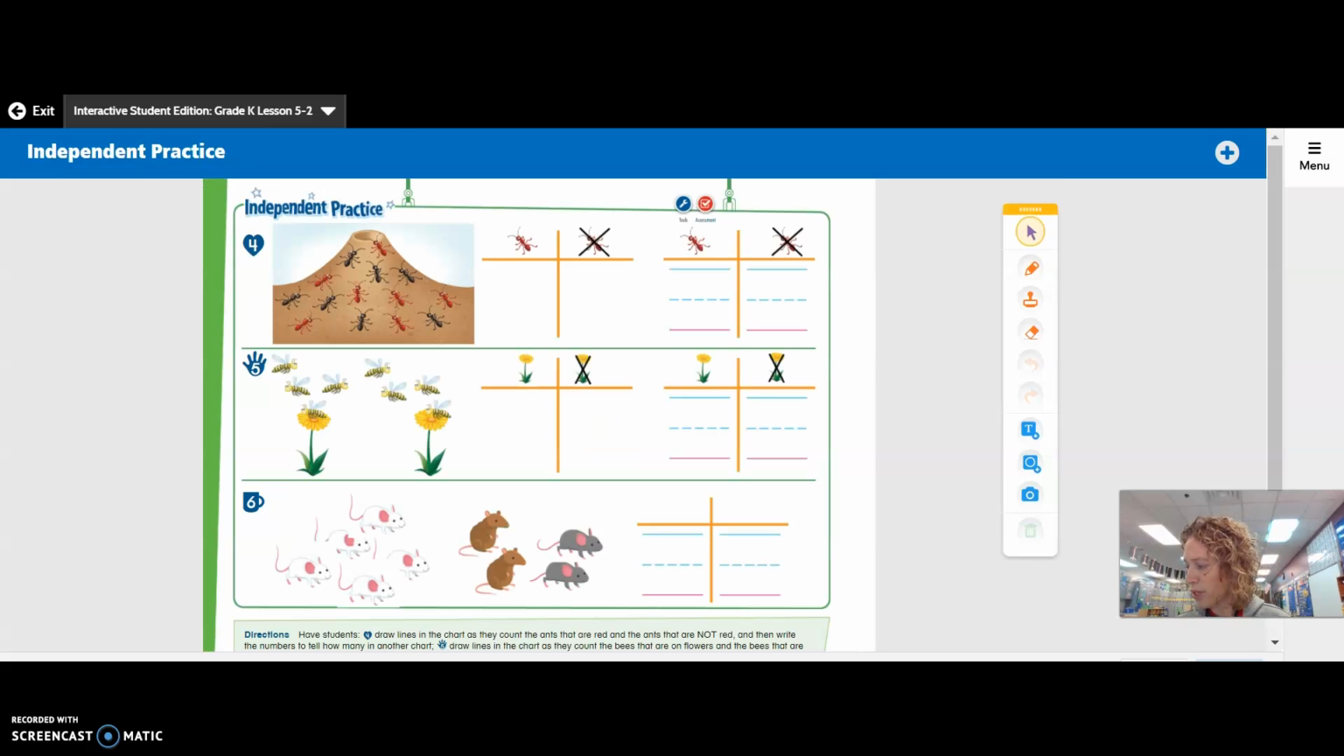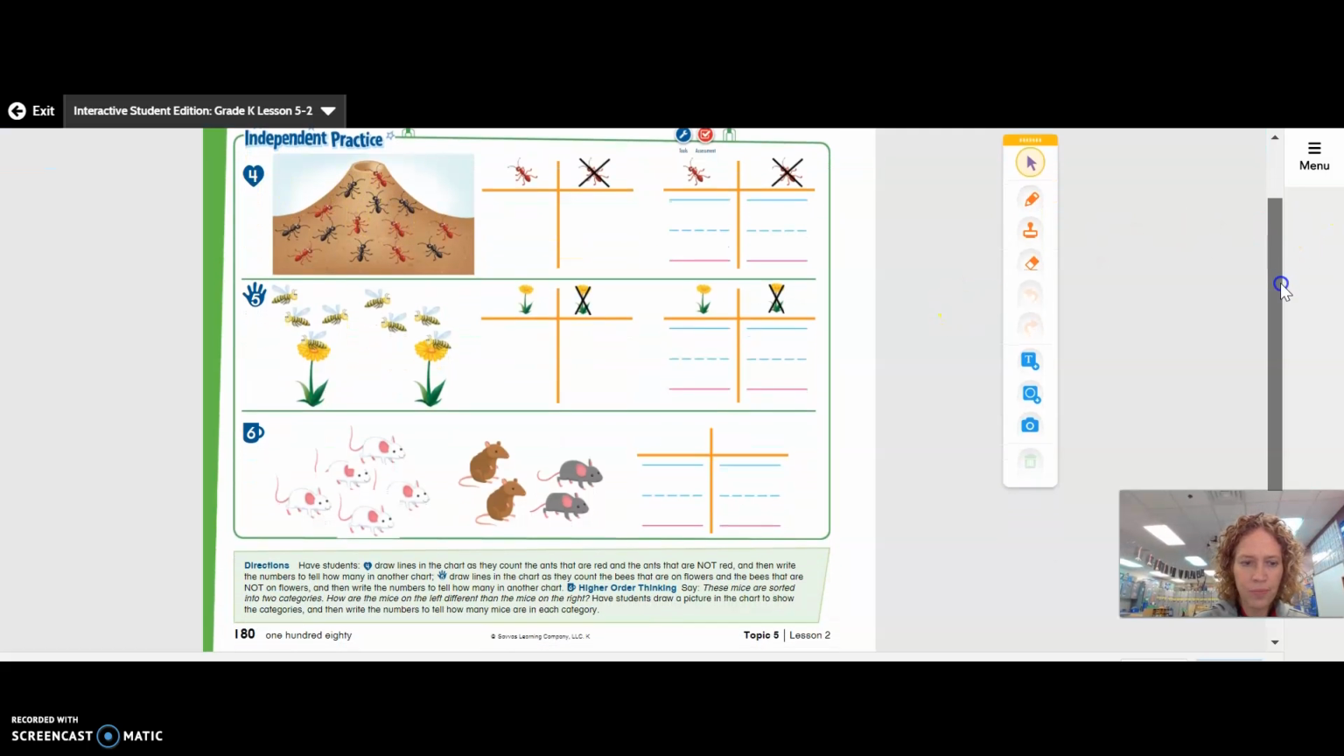So now we're going to take a peek at your independent practice, and I'm going to tell you what you get to do. Your job is to count. First, I want you to tally how many red ants, and then tally how many are not red, okay? And then you need to count those numbers of tallies and put the number here, and count the tallies of how many are not red and put the number here, okay?